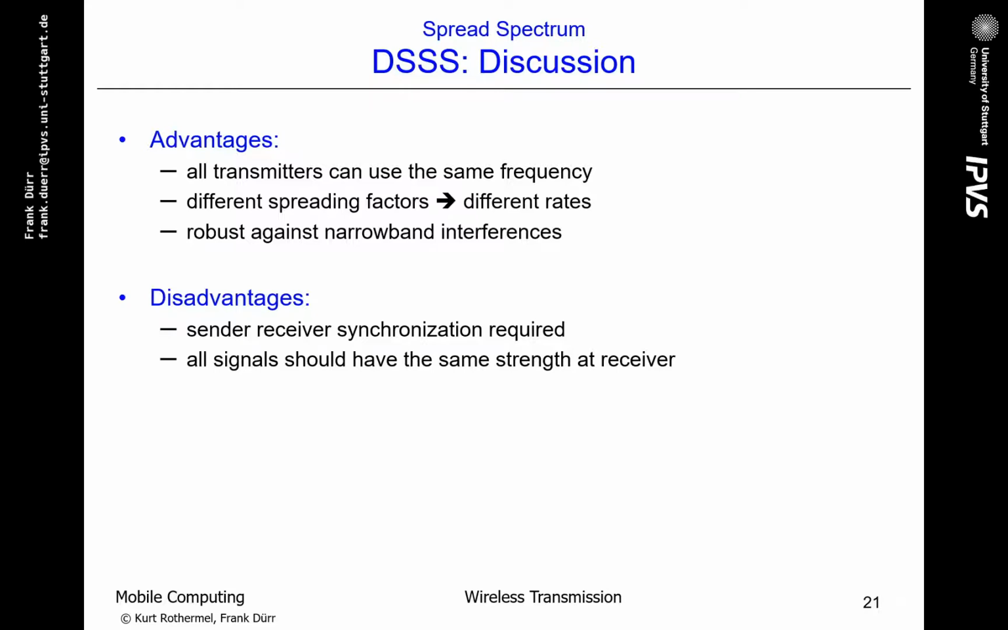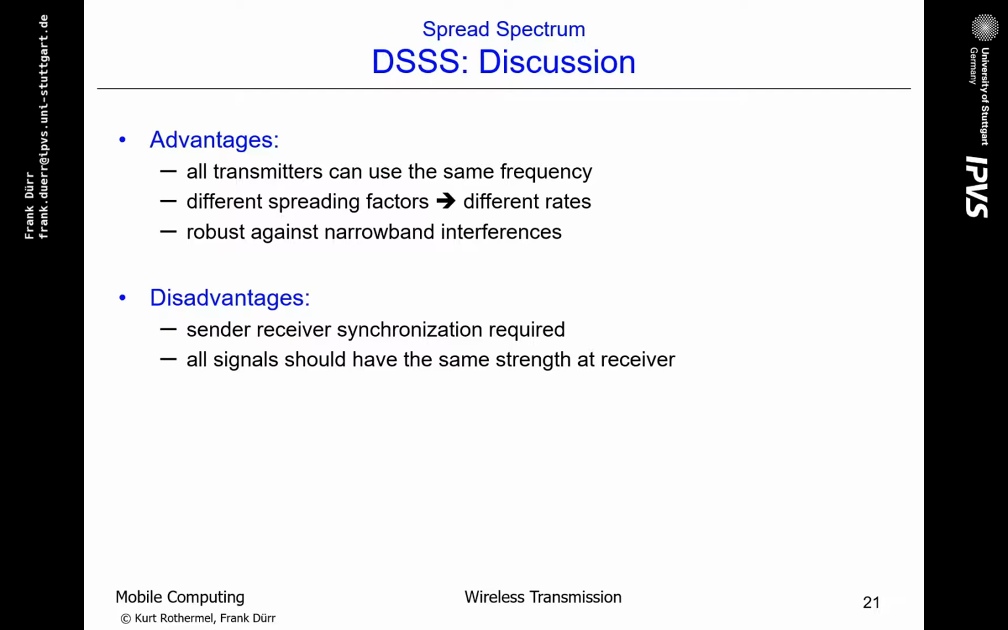So let's continue with a little discussion about the advantages and disadvantages of this technology. First of all, one big advantage is that all the senders and all the transmitters can use the same frequency. So we don't need to change the frequency at all. At the transmitters, we use the complete bandwidth and we always send on the same sender frequency. So that's basically very simple and very easy to implement.